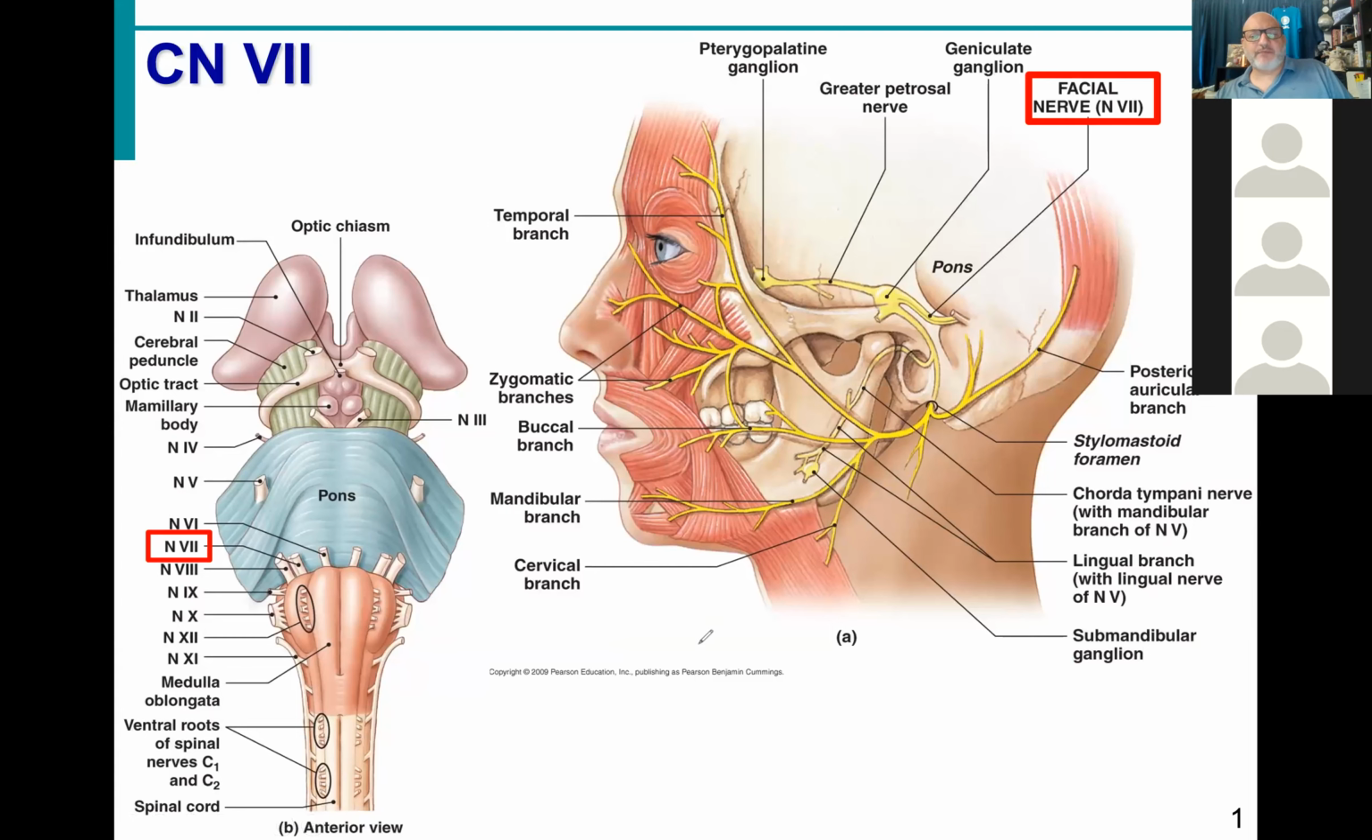What is the functional type of cranial nerve 7? Yeah, it's a mixed nerve. It's both, absolutely. Or again, let's be consistent, both. So that means it is going to have both motor and sensory functions. Motor is where it gets its name. Its motor function is basically to control the facial muscles.